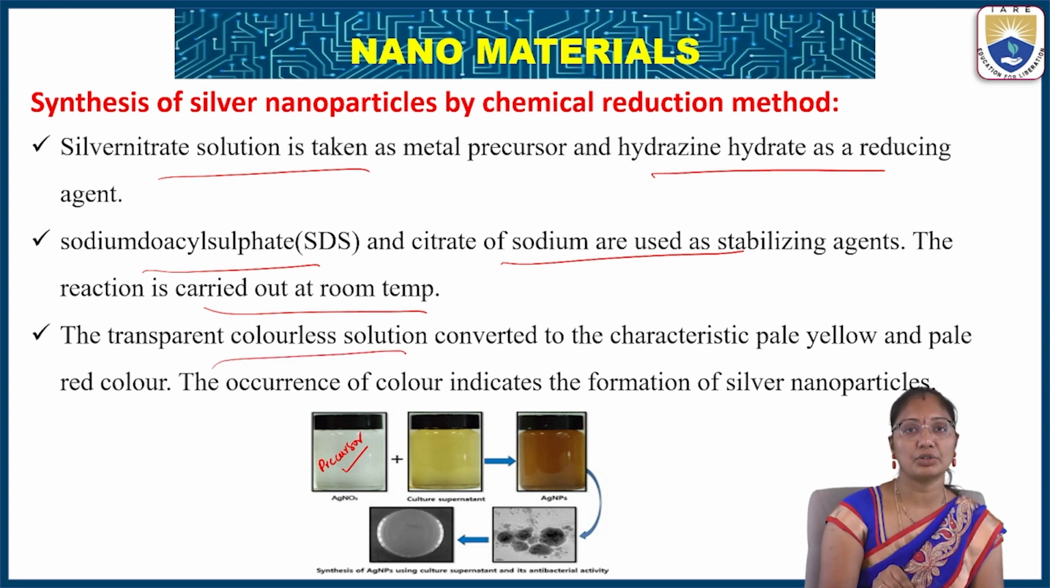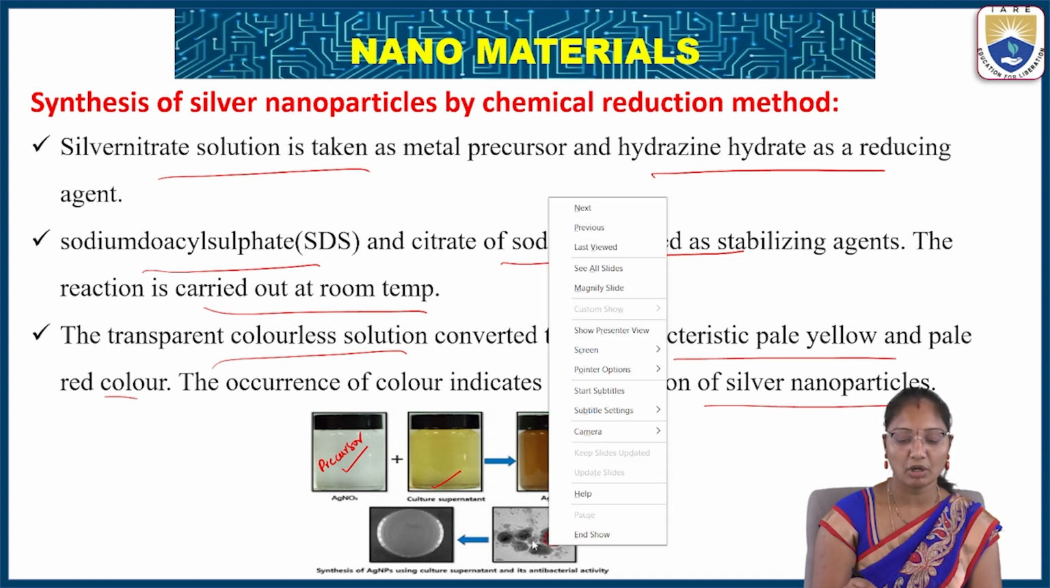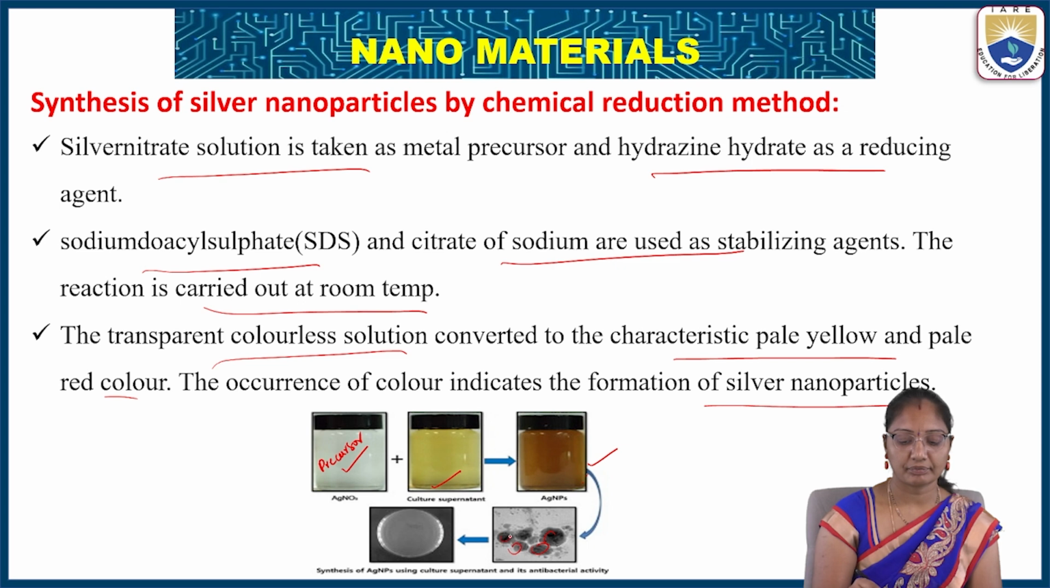The transparent colorless solution converts into a characteristic pale yellow, followed by a pale red color. The occurrence of color indicates the presence of silver nanoparticles. As the reaction proceeds and nanoparticle formation happens, the color of the solution turns to different colors, from colorless to yellow, and yellow to red. This red colored silver nitrate solution has small nanoparticles. These are the nanoparticles, this is the culture.